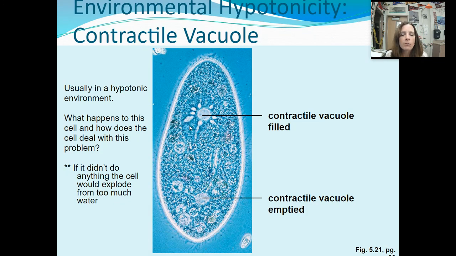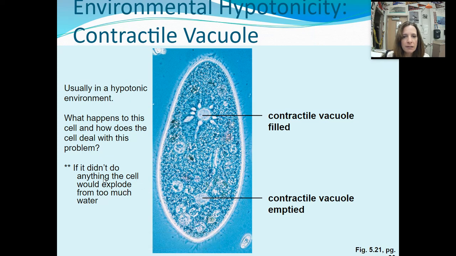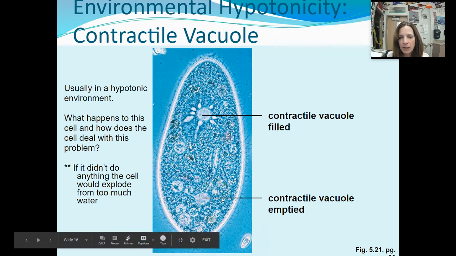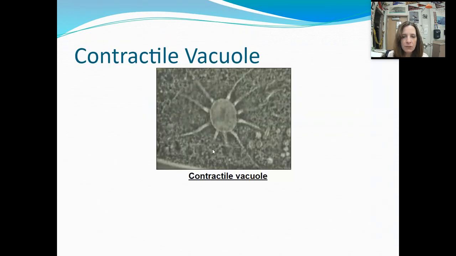So what do little organisms do when they live in a hypotonic environment, like in a pond or a stream or a lake, where there's lots of water and less solutes outside of the cell? This is a little paramecium, and what is going to happen is there's going to be a constant flow of water into the cell. In order for the cell to survive, it has to somehow get rid of it. So they have what's called a contractile vacuole. It fills up with water, and then the cell pumps it out. So here's just a picture. Hopefully this will work. A little video on how a contractile vacuole actually deals with a hypotonic environment.